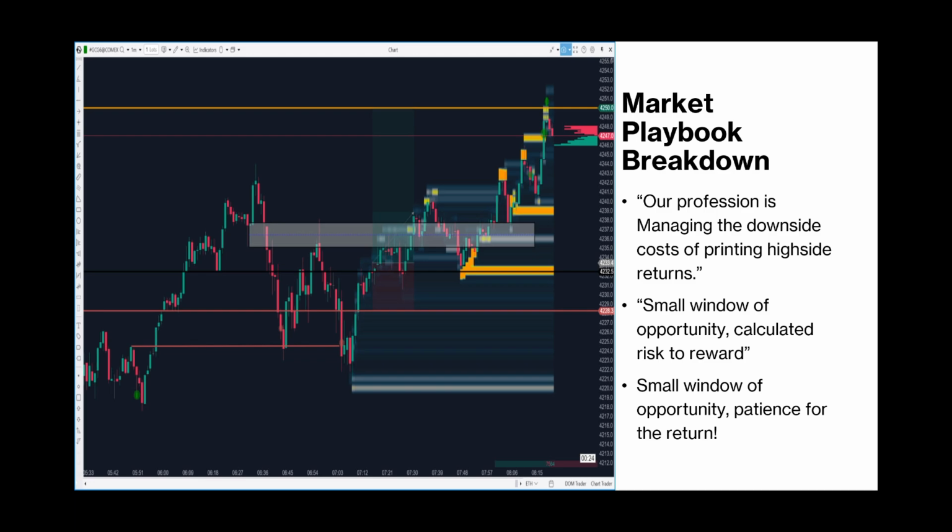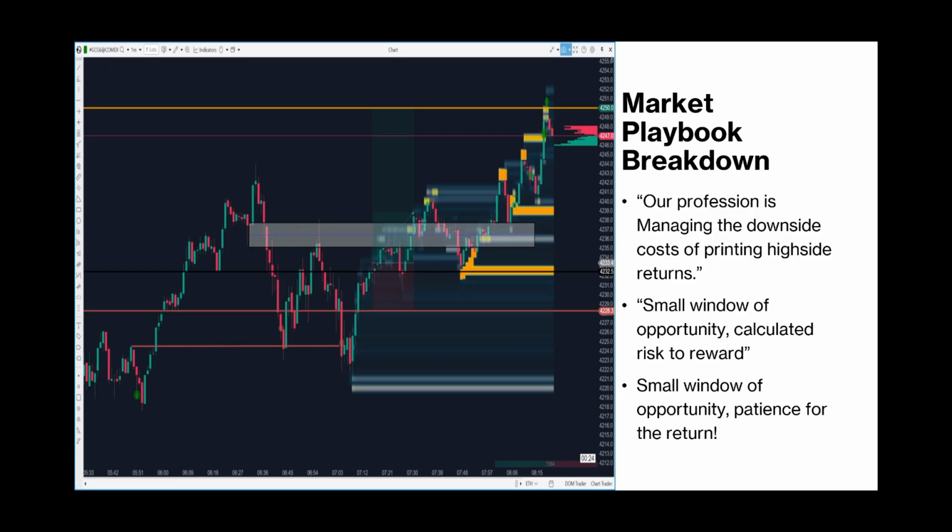Our profession is managing the downside cost of printing high side returns. This is how we approach every single setup when we come to our desk every single morning. Every time we enter this market, the number one leading thought is, remember, our profession is managing the downside cost first of printing high side returns. This is why we're in the business, right? We're in the business to manage the downside costs and print the high side returns.